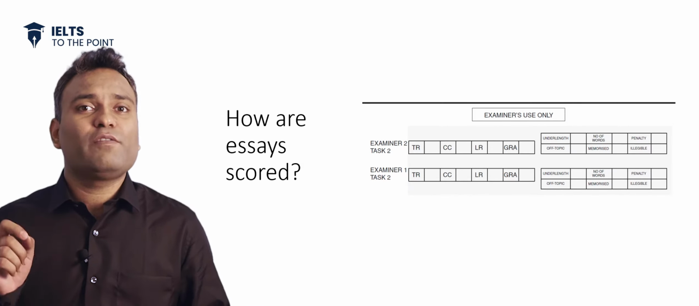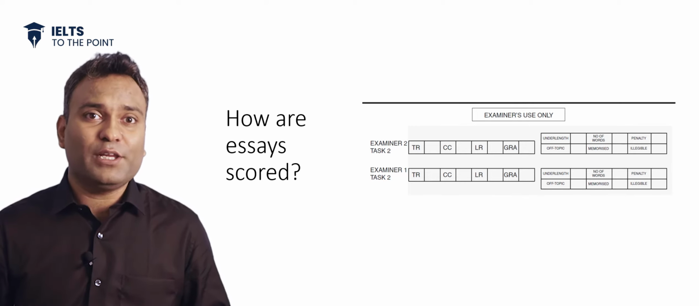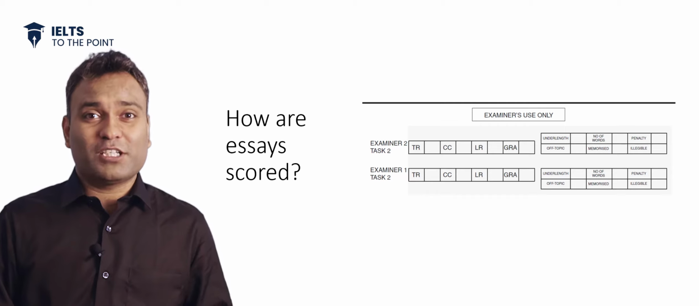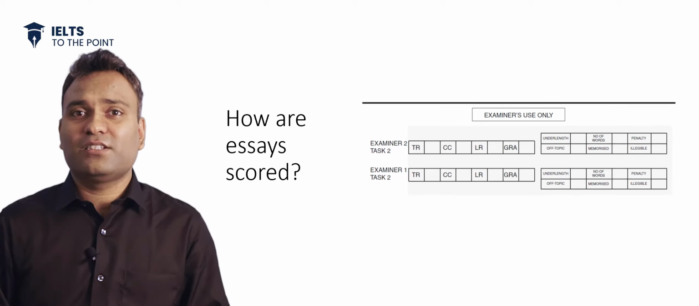Having dealt with frequently asked questions, let's try to understand how your essay is scored in brief. At the bottom of the answer sheet, you will find some boxes which are used by the examiners to evaluate your essays. These boxes belong to certain aspects or criteria. Let's understand these one by one.